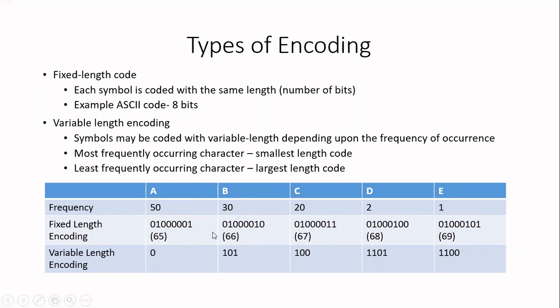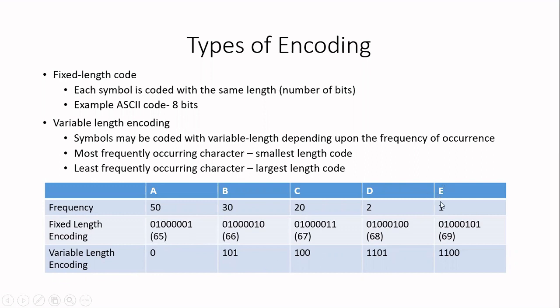Then if you go for variable length encoding, you can give a different number of bits to every character depending upon the frequency of the character. Out of the 5 characters, 50 is the highest frequency, associated with character A. So for character A, I have to give the smallest code. For A, I am giving 0, which has only 1 bit. In ASCII I am giving 8 bits, but now since it is appearing more frequently, I am giving fewer bits to it. Likewise, I am giving different codes for all the characters.